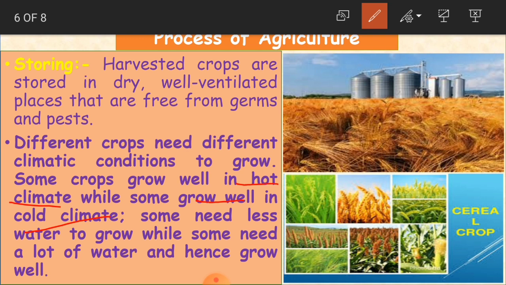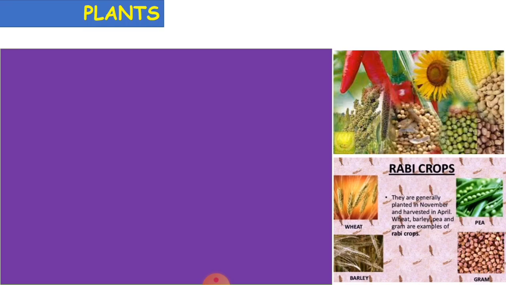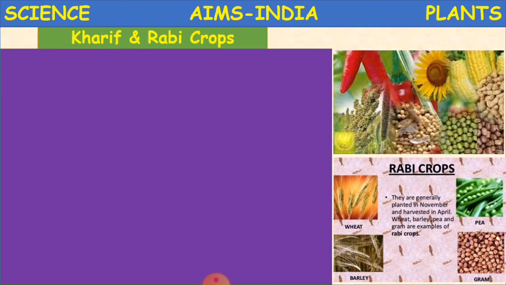Some crops need less water to grow, while some need a lot of water to grow well. When the plants need less water, such crops can be grown in summer. When the crop needs much water, in which season can we grow such a crop, children? In the rainy season. Okay? So it is clear that different crops need different climatic conditions. We'll see which types of crops grow in different seasons now.